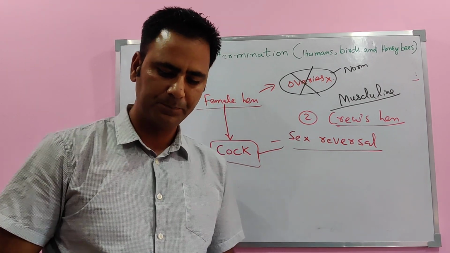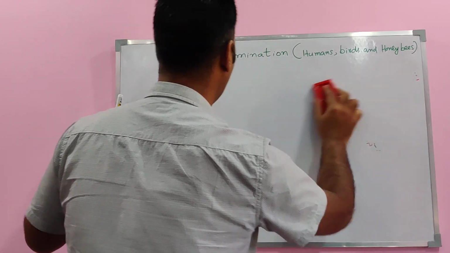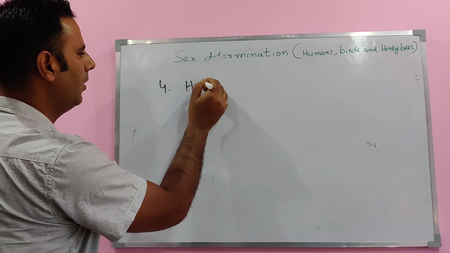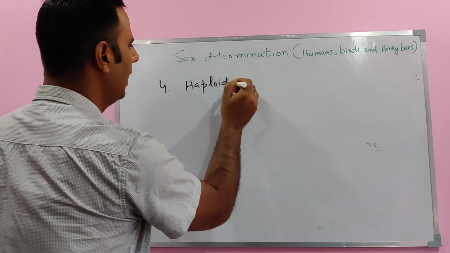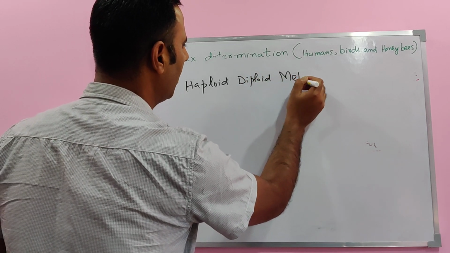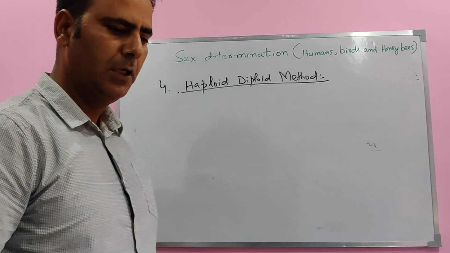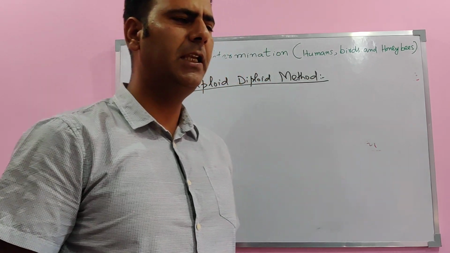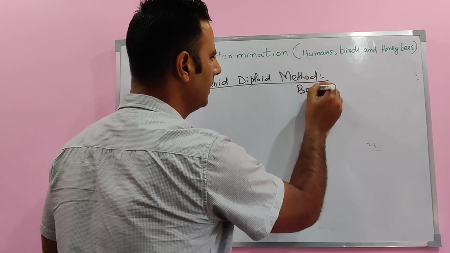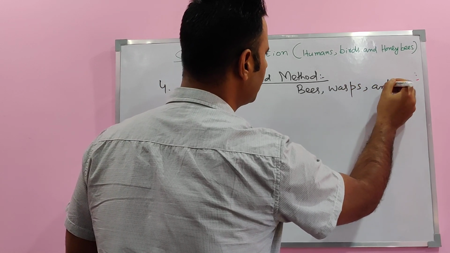That's one more method. The fourth method which we are going to discuss is the haploid-diploid method of sex determination. This method is seen in Hymenoptera. Hymenoptera means it is seen in bees, in wasps, and in ants.